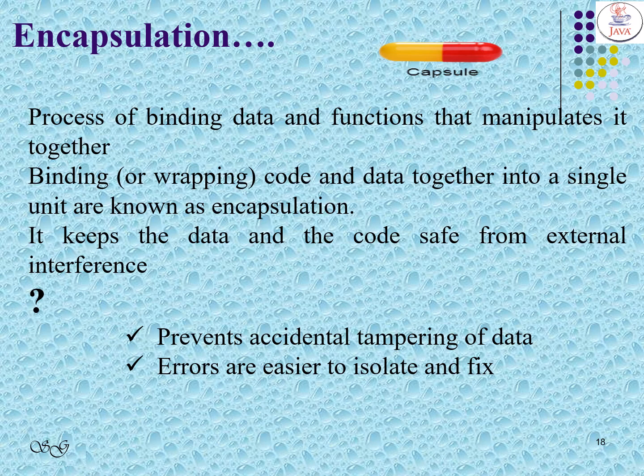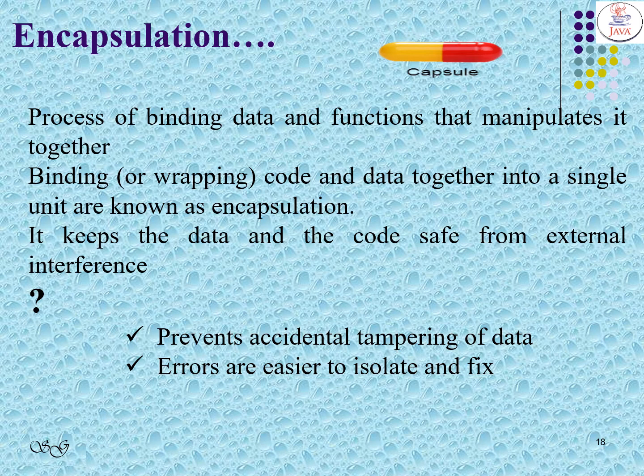Another feature of object-oriented programming is encapsulation. Encapsulation is nothing but the process of binding data and the functions that manipulate it together. It is a process of securing data and code. Binding or wrapping code and data together into a single unit is known as encapsulation.